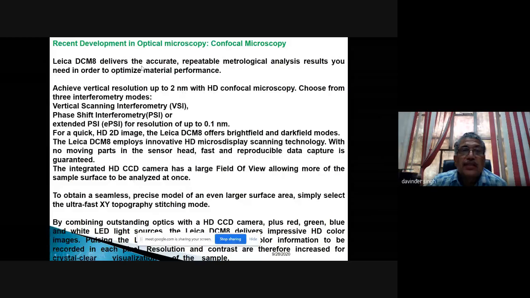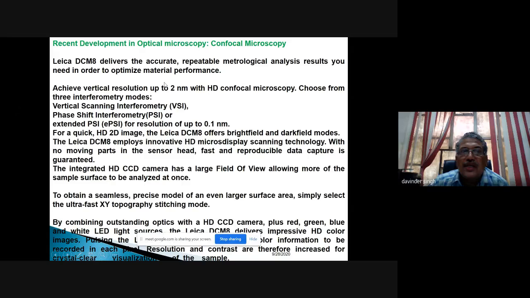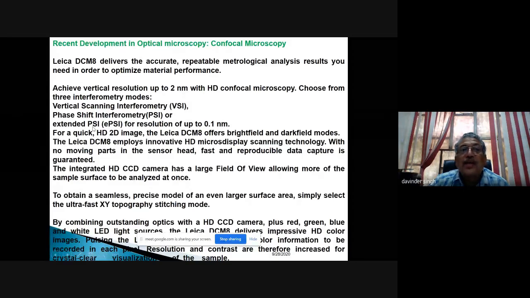Just a brief about advanced optical microscopy, like confocal microscopy nowadays. We don't have it, and even I am not an expert in this confocal microscopy because we don't study it right now. But theoretically, what we know is that with this confocal microscope system we can go up to the nano level, with HD confocal microscopy. Okay, and using different types of modes like vertical scanning interferometry, phase shift interferometry, or extended phase shift interferometry, for resolution up to 0.1 nanometer.